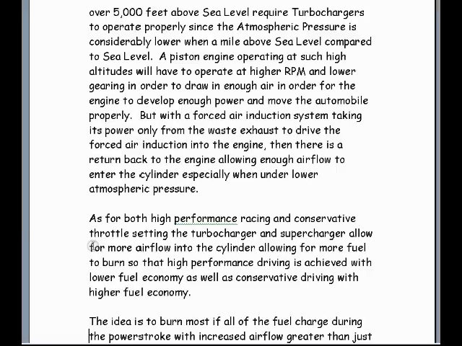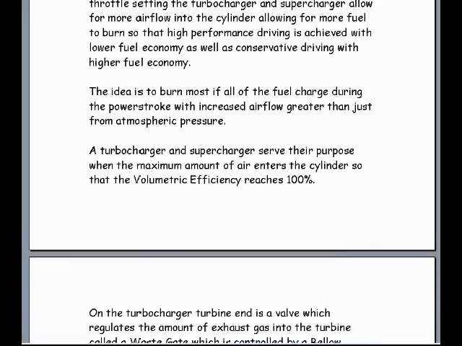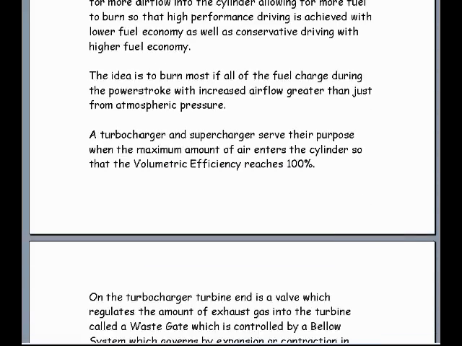But let's say you're looking to drive really conservatively. Well, you don't need much fuel, and of course if all of it's burning because you've got the air to do it, you're going to get better fuel economy. So it will enhance the driver's throttle selection, the turbocharger or supercharger. You know, it depends how you drive with it. So the idea is to burn most, if not all, of the fuel charge during the power stroke with increased airflow greater than just from atmospheric pressure.